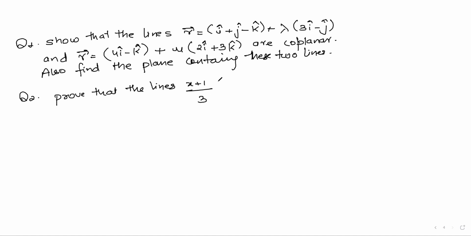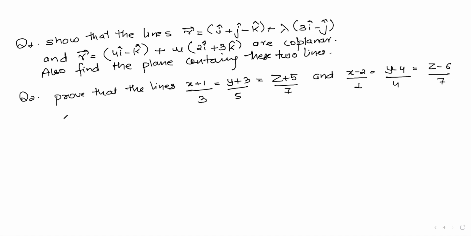Prove that the lines (x plus 1) by 3 equal to (y plus 3) by 5 equal to (z plus 5) by 7, and (x minus 2) by 1 equal to (y minus 4) by 4 equal to (z minus 6) by 7 are coplanar. Also find the plane containing these two lines.